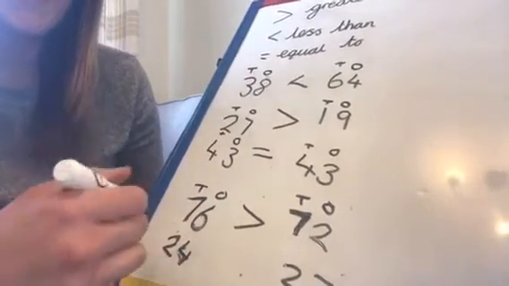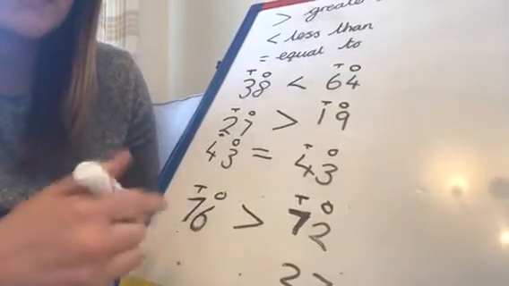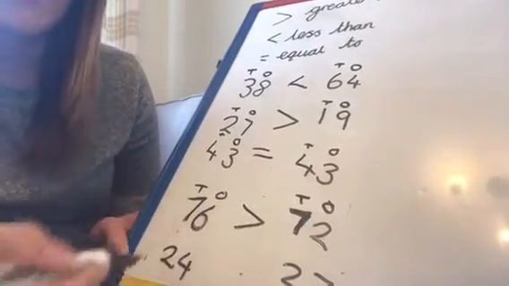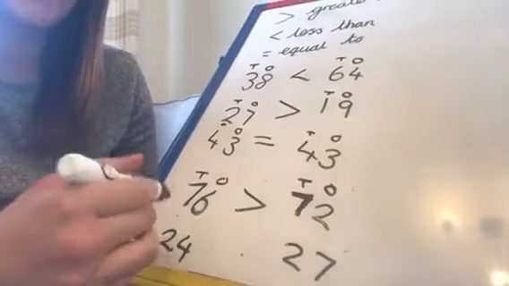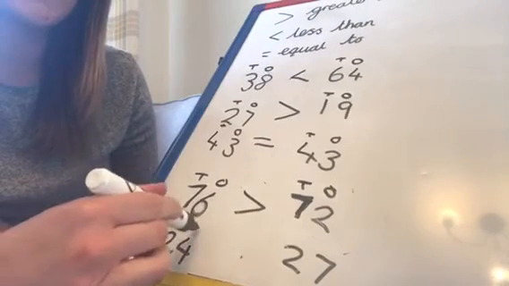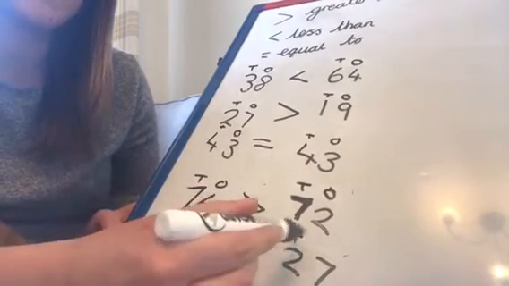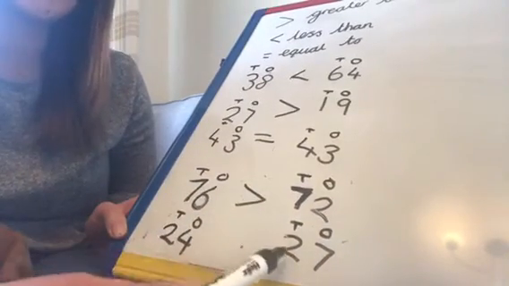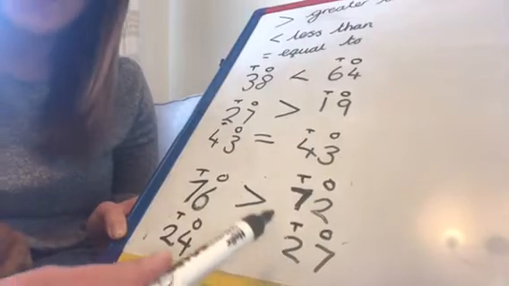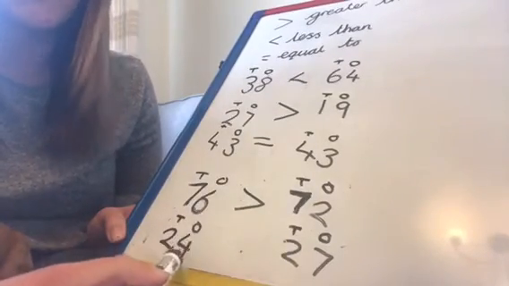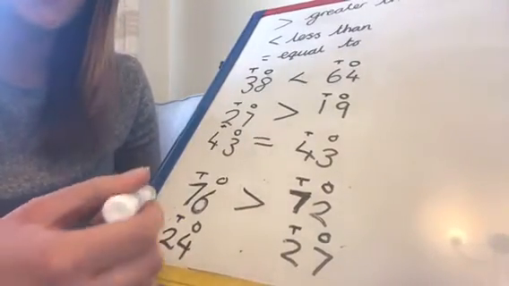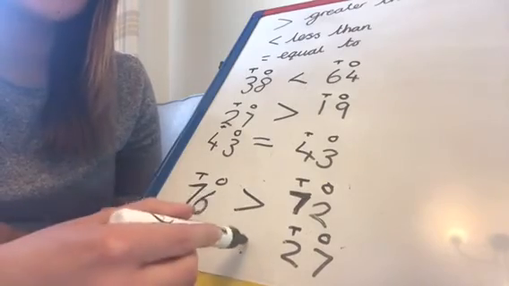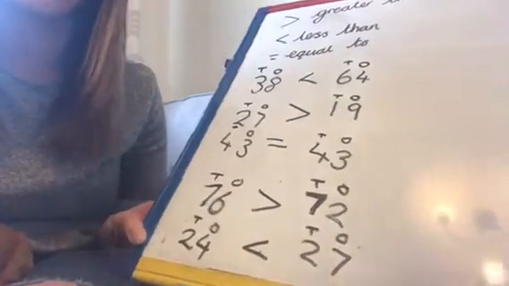Okay, and finally I have got 24 and 27. So I've got 2 tens, 4 ones, 2 tens, 7 ones. First we look at the tens. 2 tens, 2 tens. So if they are the same, we look at the ones. 4 ones and 7 ones. So I know that 24 is less than 27.